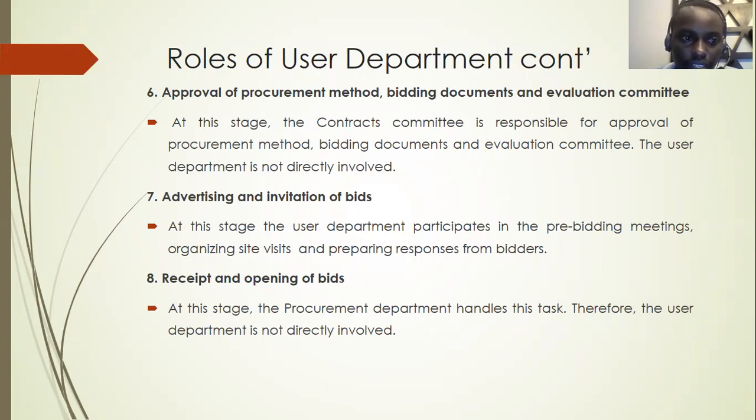So there is another stage, which is stage 7, which is advertising and preparation of bids. At this stage, the user department participates in the pre-bidding meetings, organizing site visits, and preparing responses from bidders. Next stage is stage 8, which is receipt and opening of bids. At this stage, the procurement department handles it, and therefore the user department is also not directly involved.